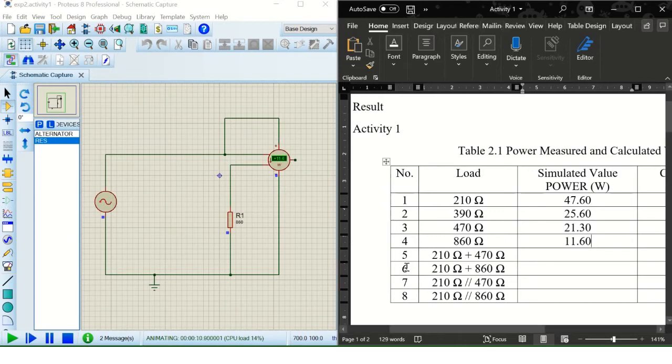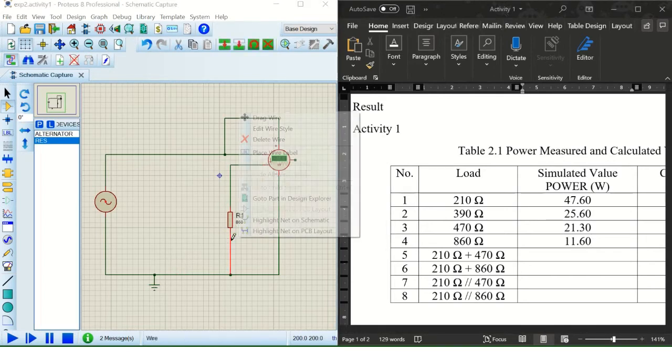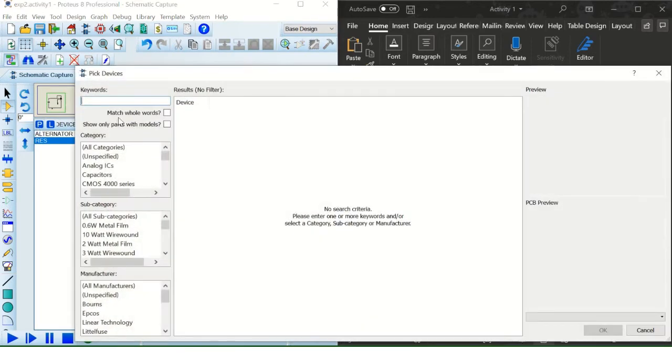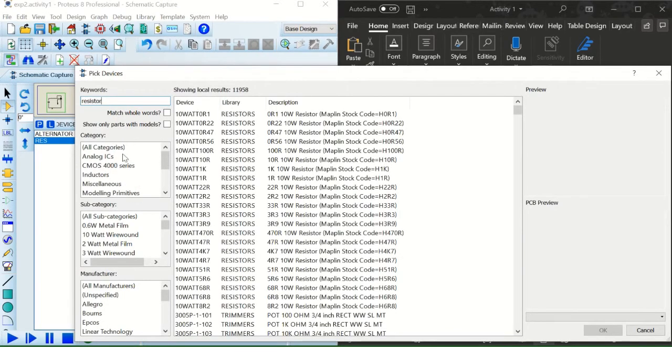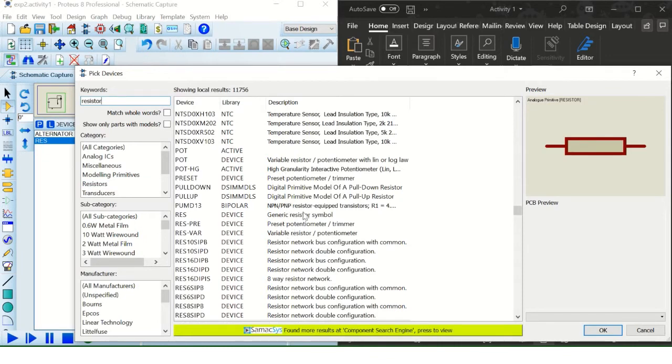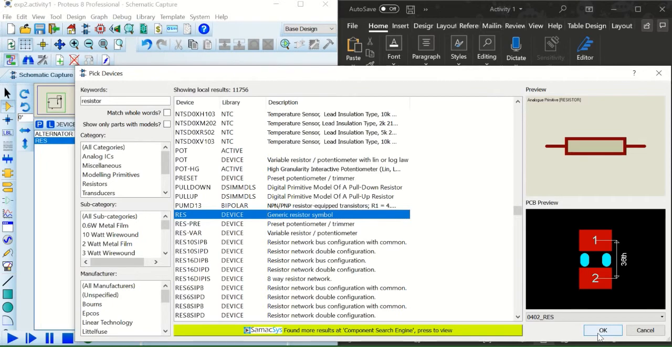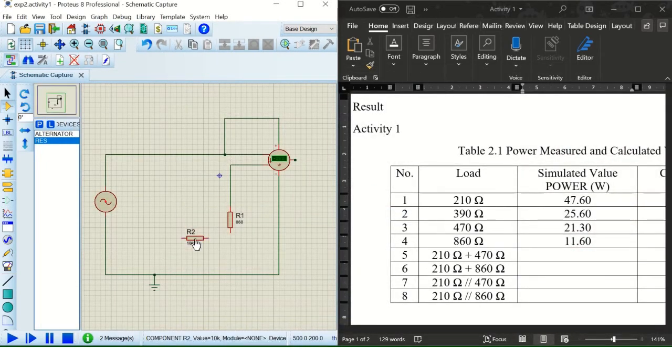Okay, for the 5 and 6, these loads are in series. So what should we do? We just add one more resistor into the circuit. So we choose the generate resistor symbol and put it in the circuit, rotate it and place it in series to the R1. So R1 and R2 are in the series configuration.